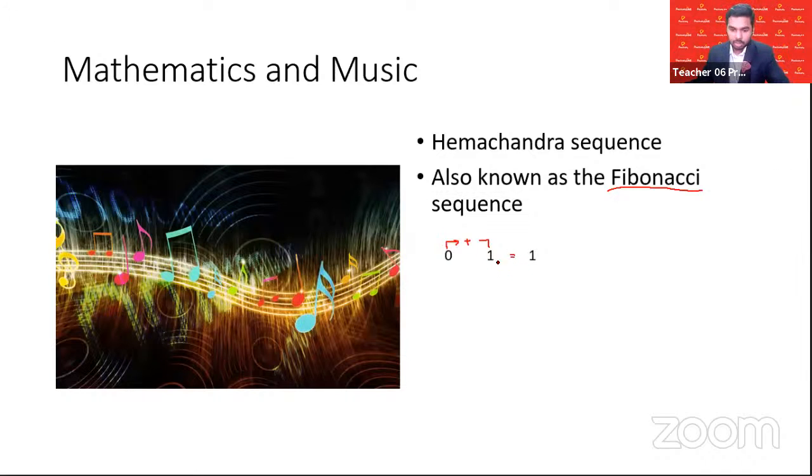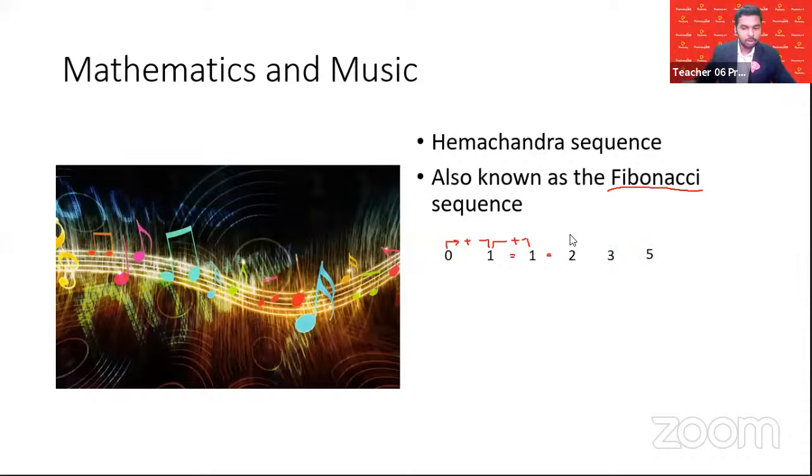Now again you take two adjacent numbers. In this case it is 1 again and 1 again. This you add to get 2. Again you take 1 and 2, add them up, you'll get 3. Now add 2 and 3 to get the number 5.